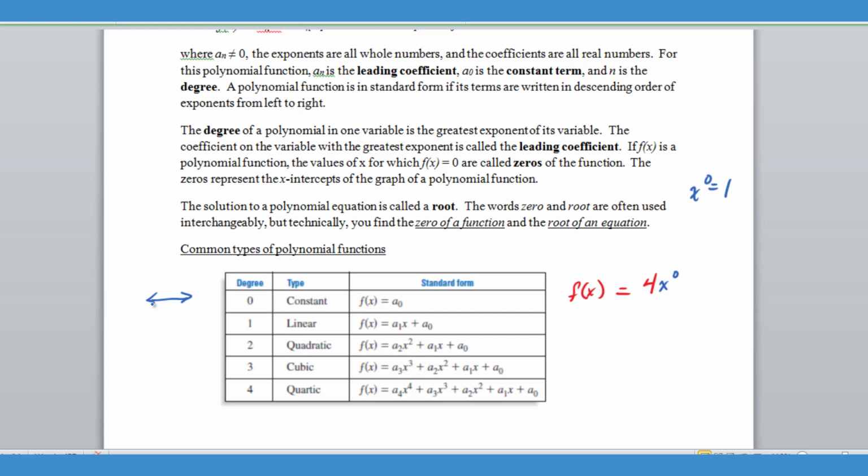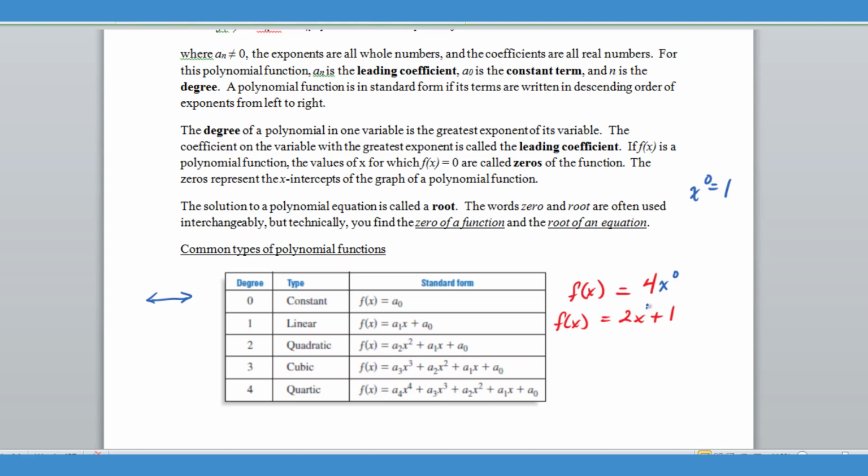Then we moved into linear. And linear was something of this nature. Say f of x equals 2x plus 1. And so again, the constant value would have an x to the 0 power that's understood. Now, a lot of y'all learned this as y equals mx plus b, or the slope-intercept form. And this is just a standard form of a linear polynomial. So the reason it's linear is because its degree is 1.